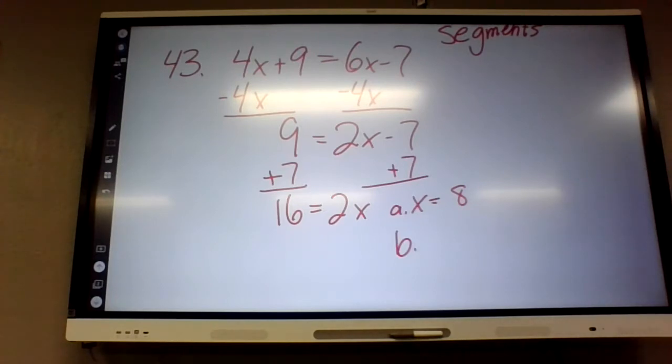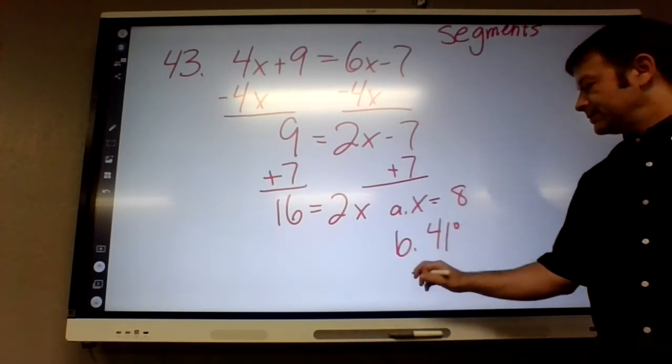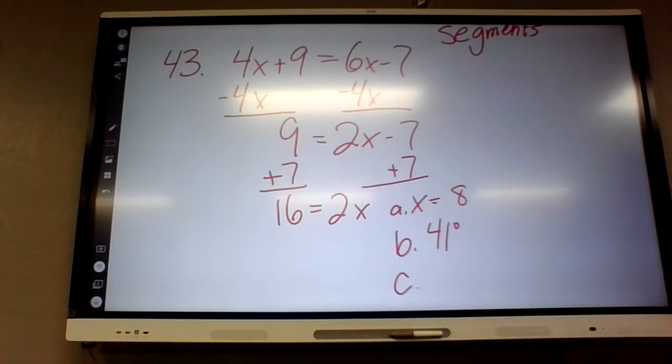B says, what's the measure of angle GKJ? Plug 8 in. 6 times 8 minus 7. 41 degrees. And then you do 180 minus 41.